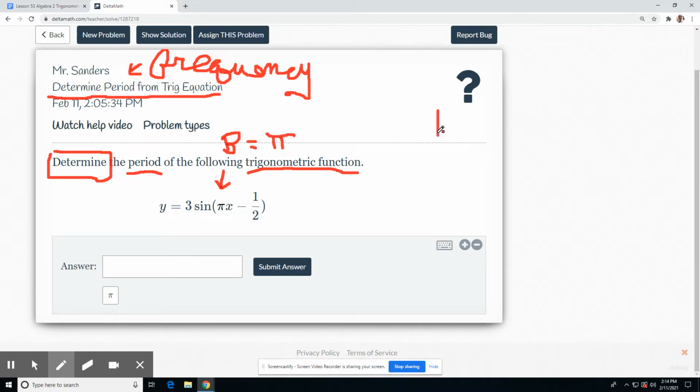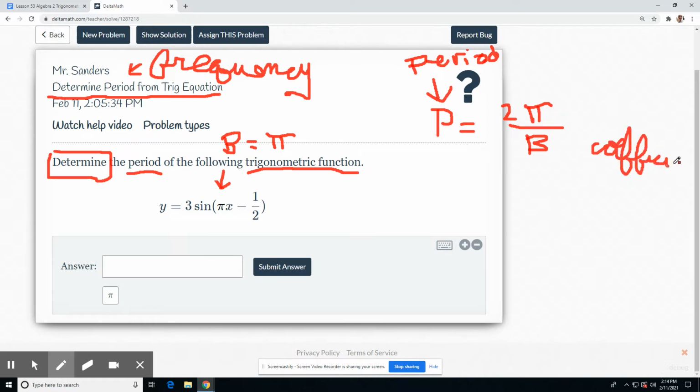Now, what's our period formula? It's always important to have a foundation. The period formula is equal to 2 pi divided by whatever that coefficient in front of x is, or b. So this is our period, and this is the coefficient on x.